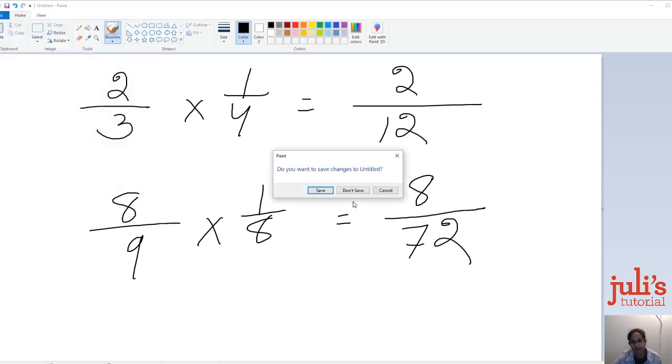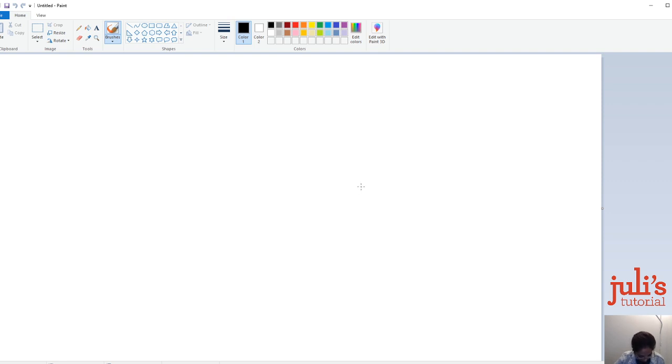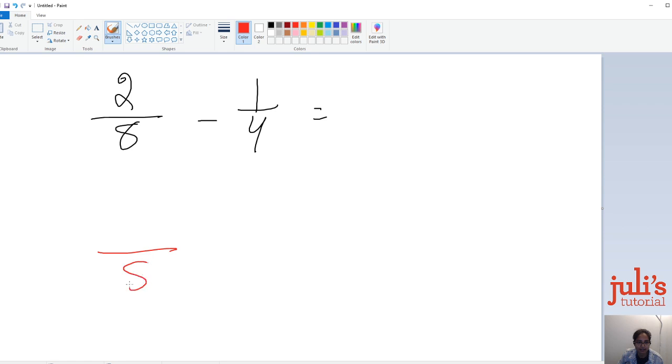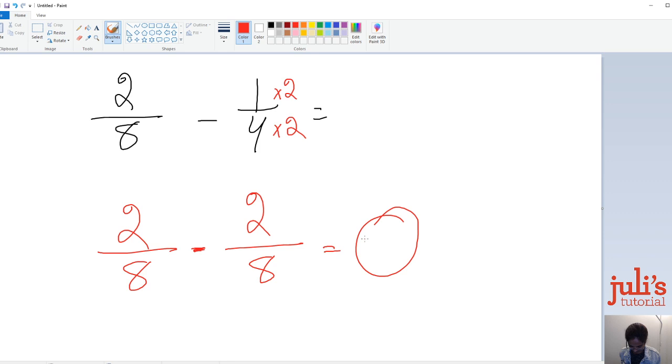Okay, next question. 2/8 minus 1/4. Once again, we're finding the common denominator, which is 8 in both cases. This stays the same. This one I'm going to multiply by 2 because 4 times 2 is 8. So whatever I do to the bottom, I have to do on the top. 2 times 1 is 2. So I get 2/8 minus 2/8. I'm going to get 0. Okay? It's going to be 0.